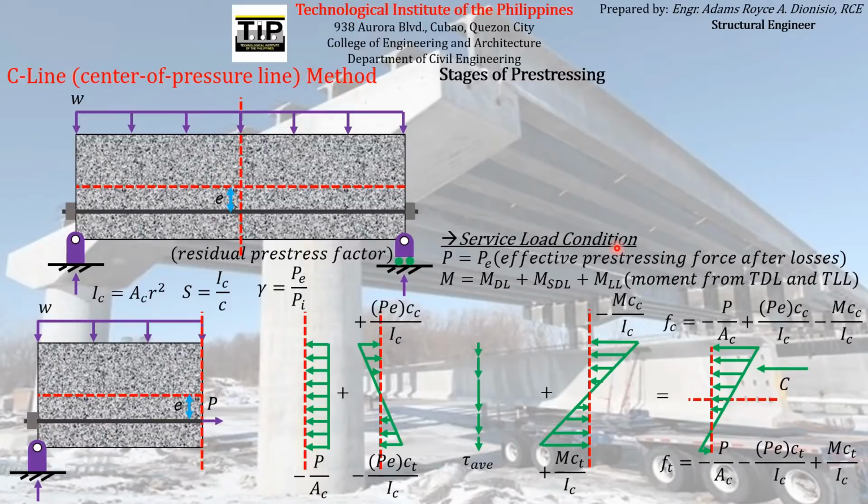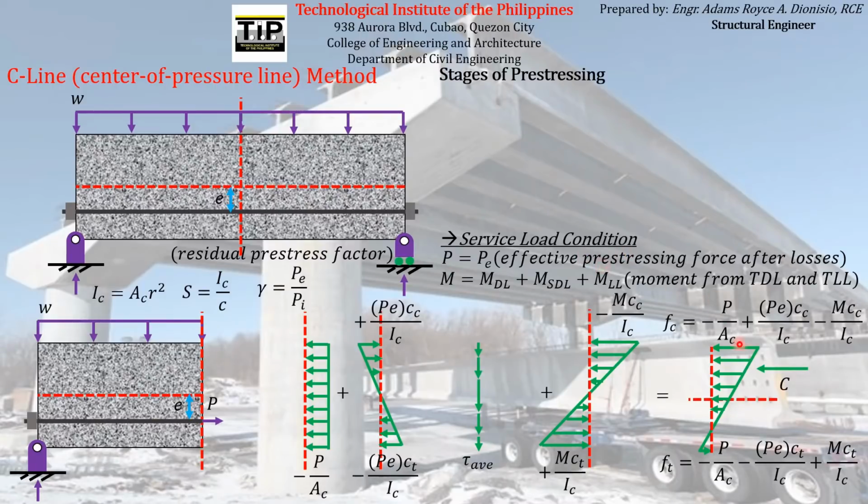Although in my experience, I have seen that you can also use this C-line method, this particular method, even on the other stages of pre-stressing, like for the case of initial pre-stressing at transfer and initial pre-stressing at transfer with self-weight. So in my experience, I think this C-line method can still be used on those other two stages of pre-stressing. But usually, C-line method is used for investigating concrete stresses at service load condition only.